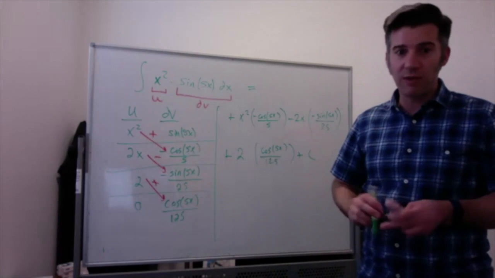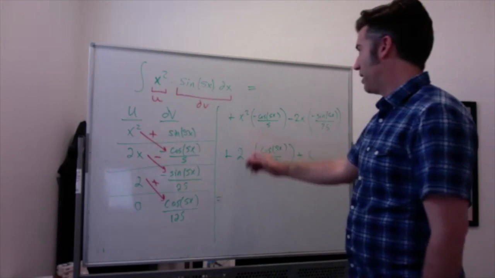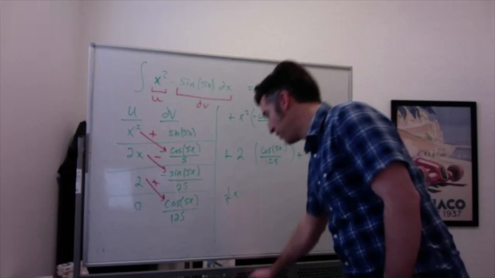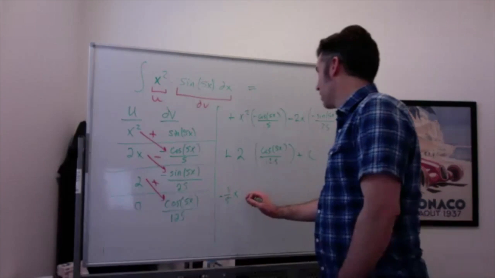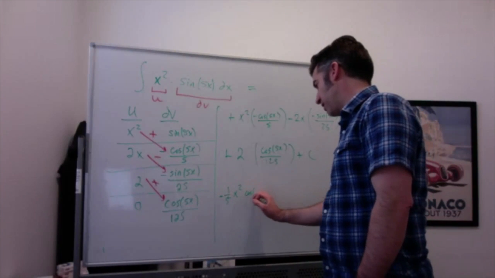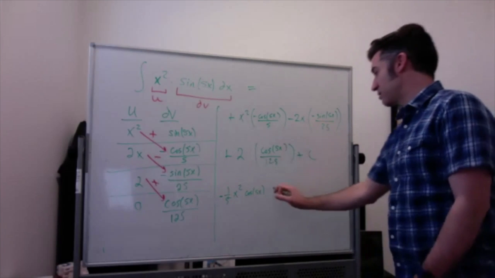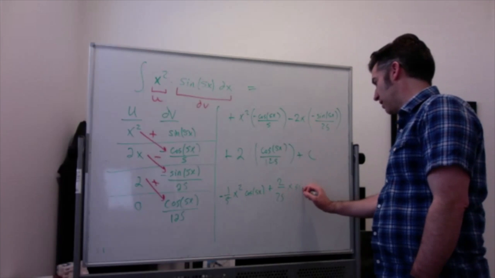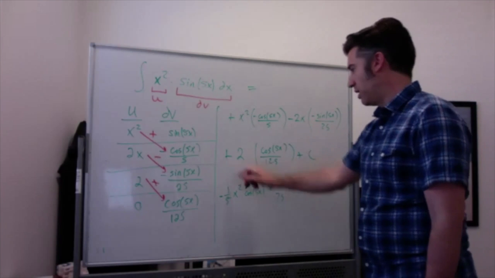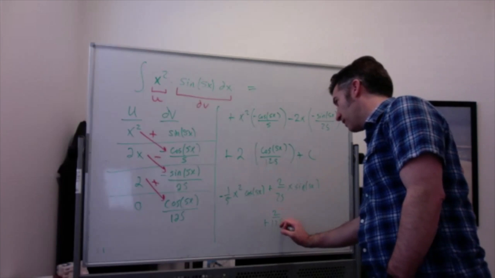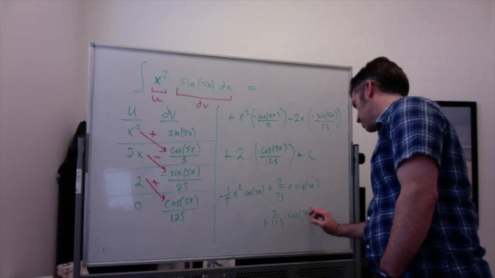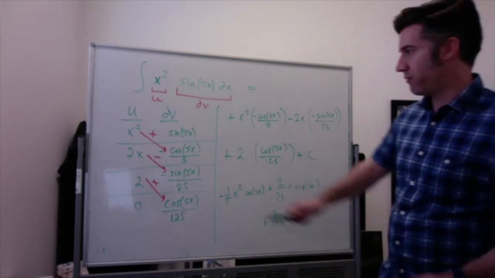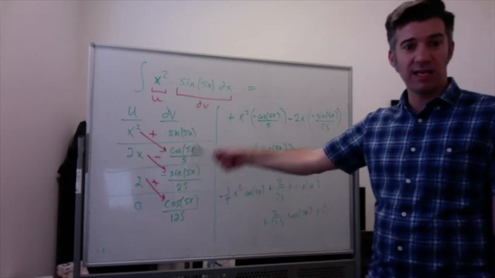So you probably should, as you go, write this as negative 1/5 x squared times cosine of 5x, and then minus is plus 2/25 x sine of 5x plus 2/25 cosine of 5x plus c. That's probably actually how I write my answer down from here to there. But it's okay to take this intermediate step.